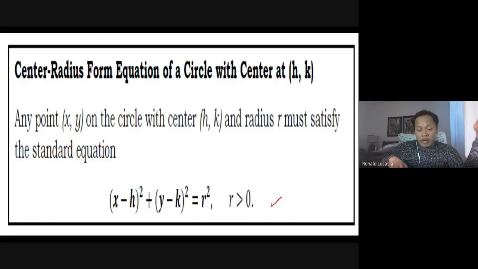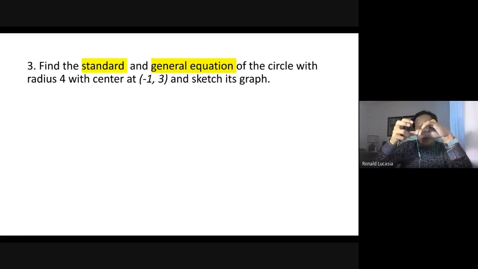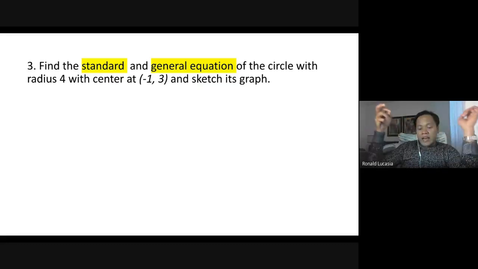This is the general form, which must be equal to 0. Okay, this is the standard form. How do we do it? Find the standard and the general equation of the circle with radius 4, and the center is at (negative 1, 3), and do not forget to sketch the graph.